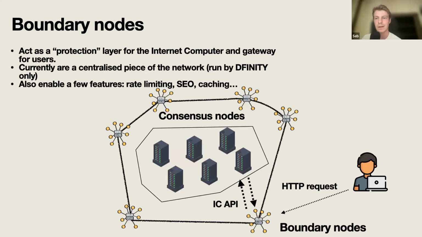One last thing, when you do HTTP requests, it goes directly to a boundary node, the one that is closer to you. Depending on where you're living in the world, there are probably some of those nodes around your country. Then these nodes translate your HTTP request to what's called the IC API, which is essentially an internal way of communicating with the IC.